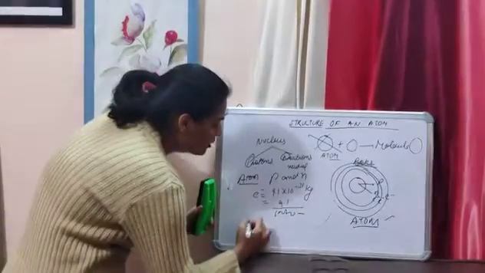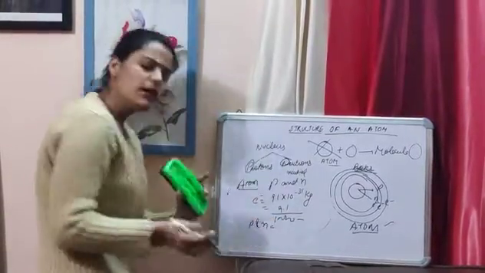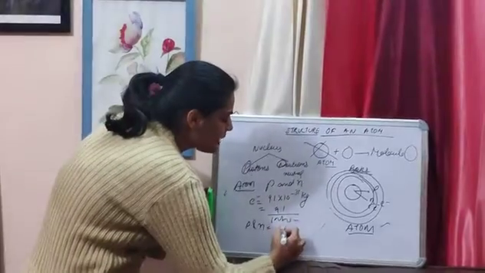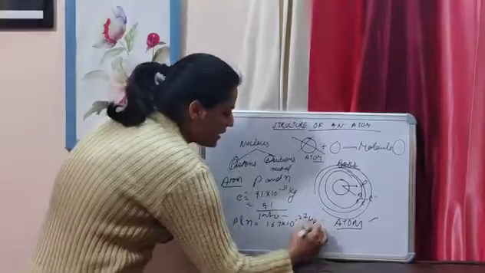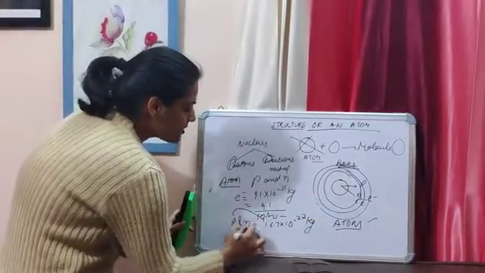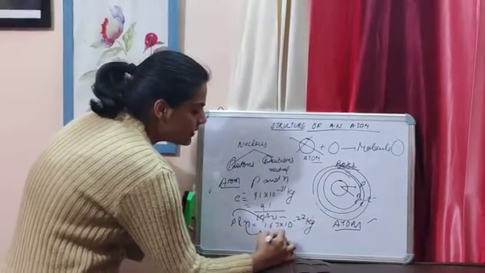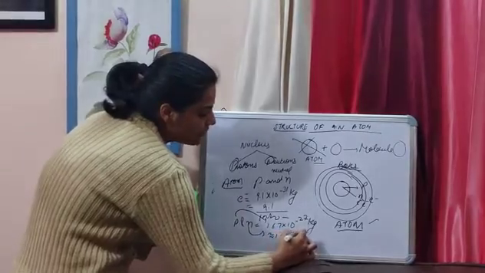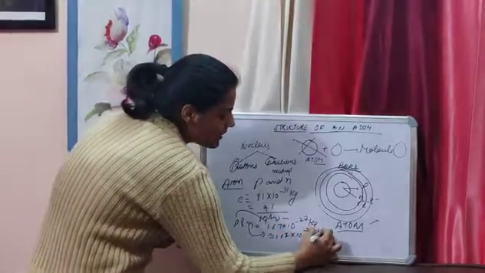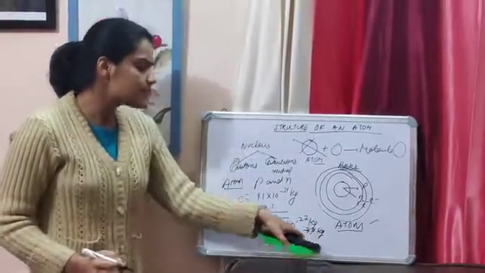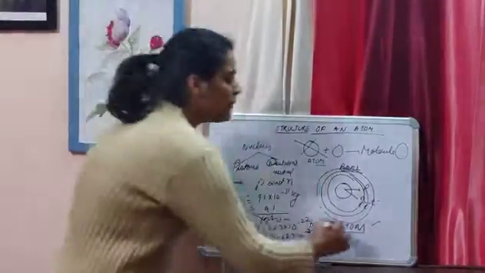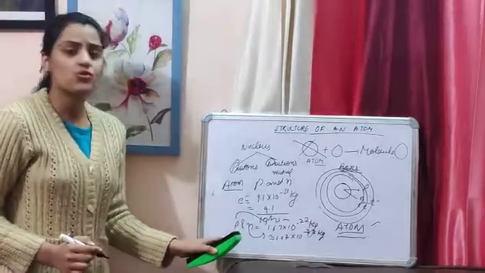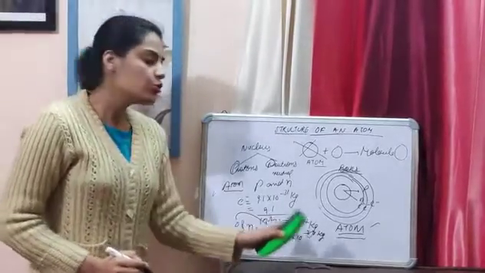But if I talk about the protons and neutrons, they have a similar kind of mass. It is 1.67 into 10 raised to power minus 27 kgs for the protons, and for the neutrons also it is nearly equal to 1.67 into 10 raised to power minus 27 kgs. So this mass is slightly more than the mass of the electrons. So the mass of an atom is mainly due to the protons and the neutrons.